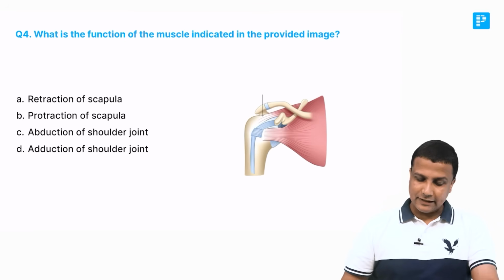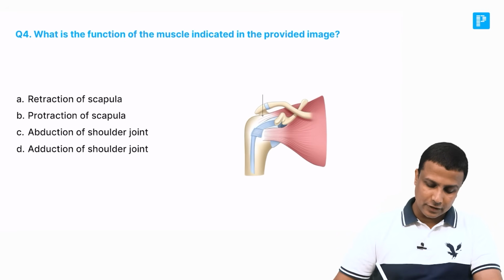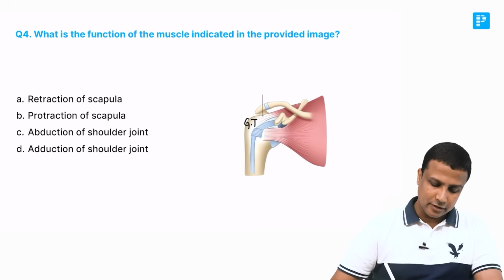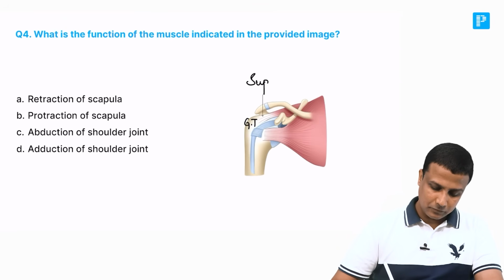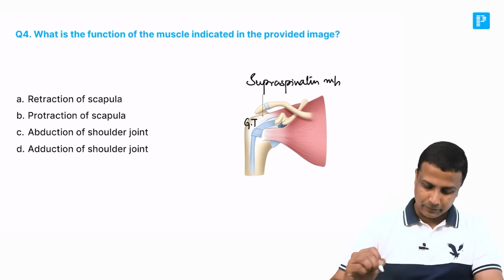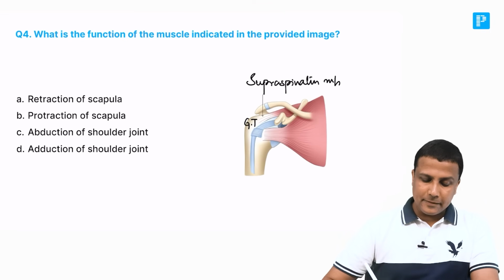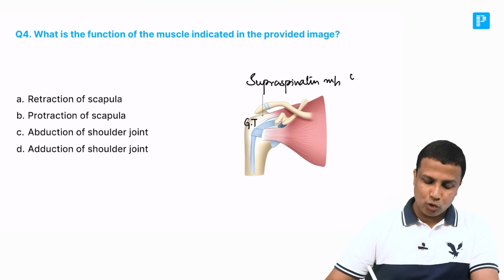First, you try to identify this muscle. This muscle is inserting onto the greater tubercle here. And this muscle here will be the supraspinatus muscle. And this muscle is passing above the spine of the scapula, supraspinatus muscle. Perfect. And supraspinatus muscle is helping in 0 to 15 degrees abduction of arm.